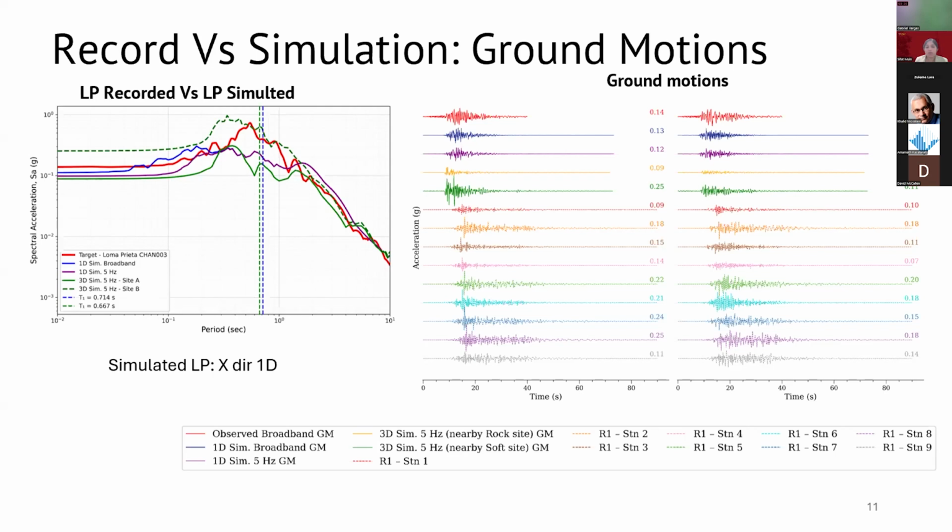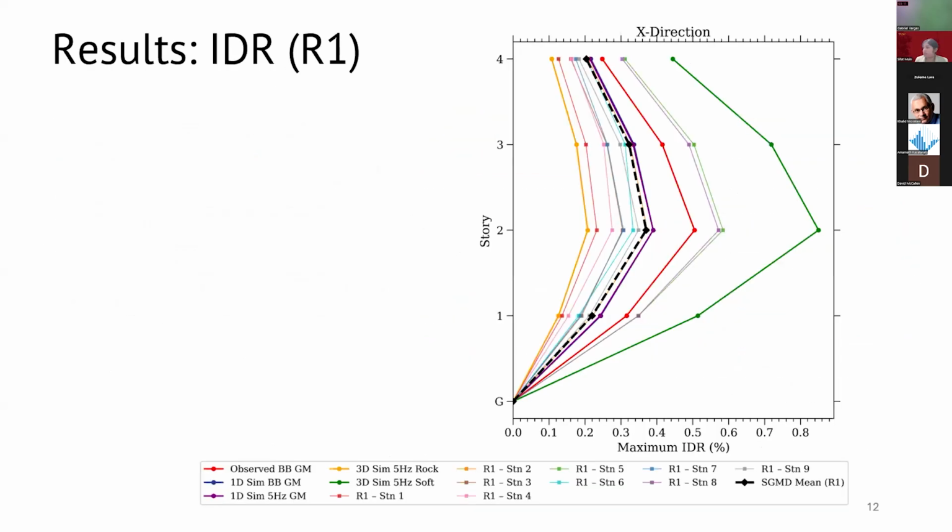However, when it comes to PGA, the 1Ds were actually giving us closer value. The 2Ds, the 3Ds were actually over predicting in X direction and under in Y direction.